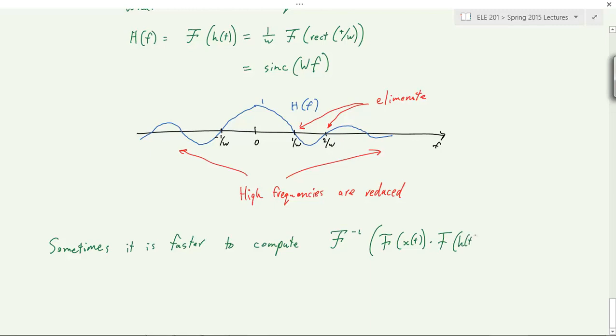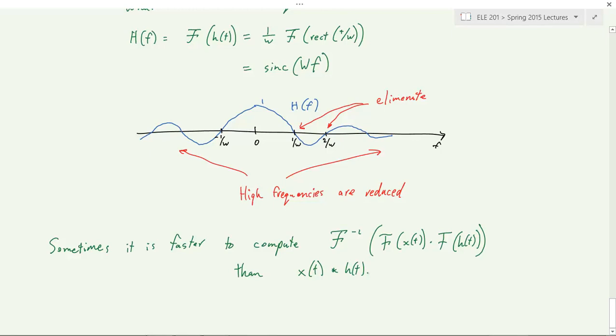Okay, lastly, I do want to do another example, but we ran out of time in this lecture. The other example would be the ideal low-pass filter. We'll do it next time. But I want to point out that sometimes it's actually faster to compute the inverse Fourier transform of the product of Fourier transforms. In other words, use the Fourier transform to do convolution rather than doing it directly as we've defined convolution, as an integral.